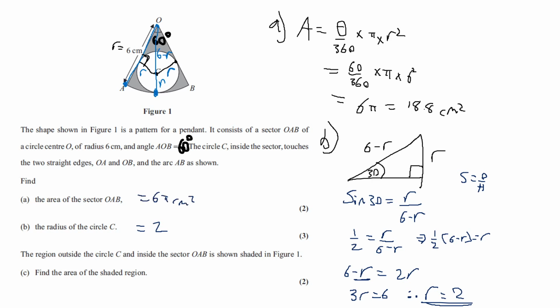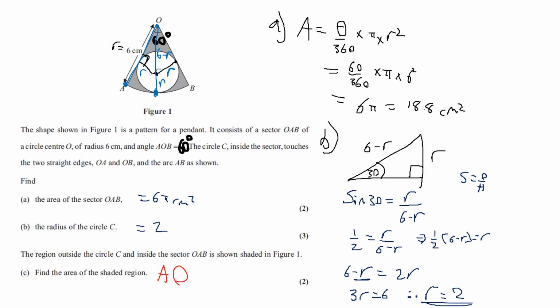So now we're told that this is the part that's going to be used for the pendant. How are we going to work out the area of this region? Well, if you can see, the area of the shaded region is just going to be the area of the circle minus the area inside. So let's work out the area of the circle.